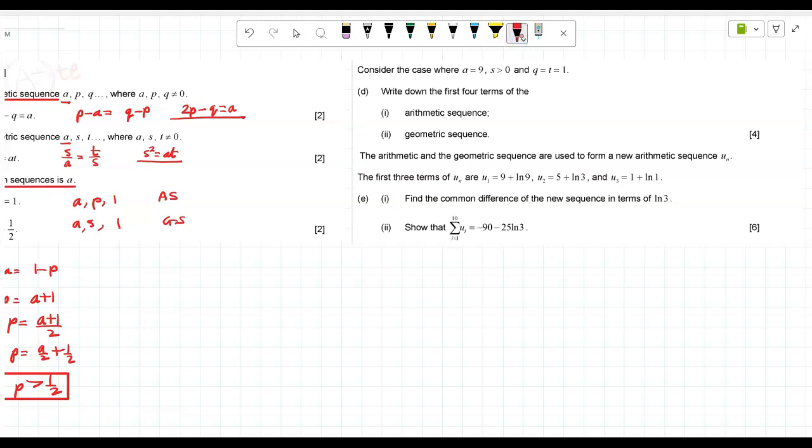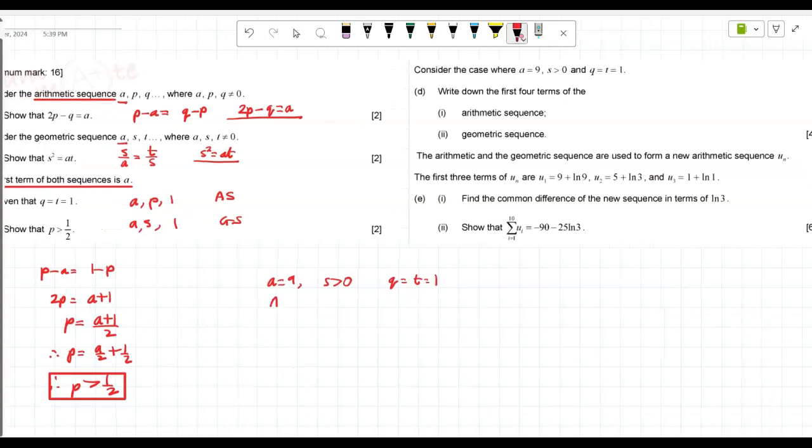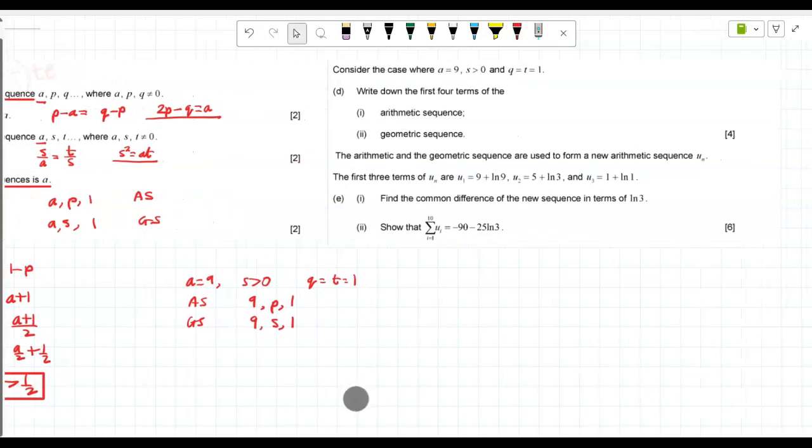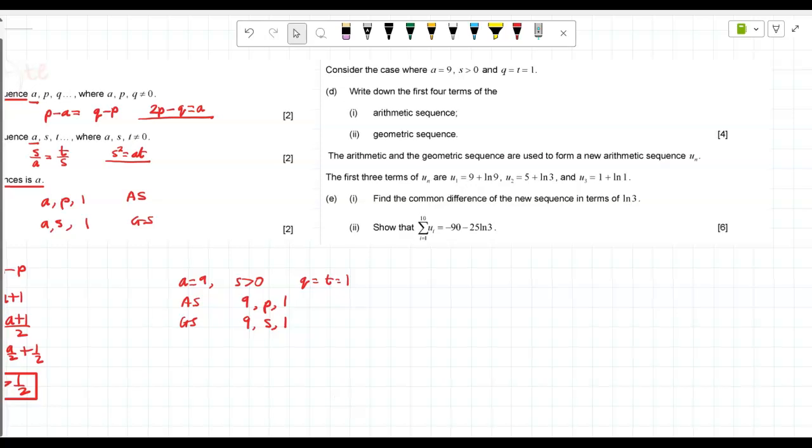Okay, now consider the case where A is equal to 9, S is greater than 0 and Q is equal to T is equal to 1. So what's going to happen? What will my arithmetic series be? It is 9, comma P, comma 1. And what will my geometric series be? A is 9, S, and this is 1, correct? Write down the first 4 terms of this. So what will my first 4 terms be? Your first 4 terms are 9, 5, 1, -3.